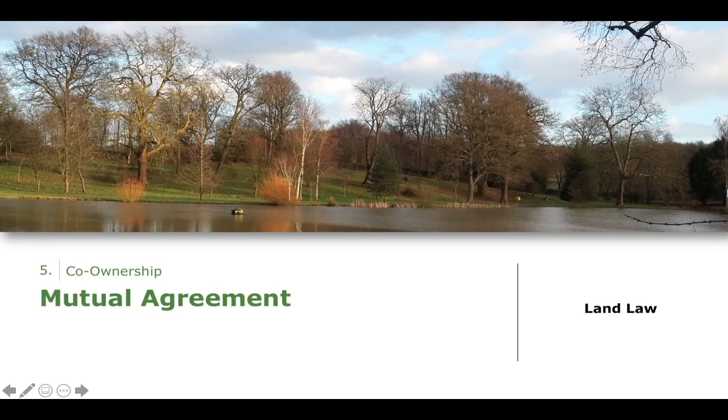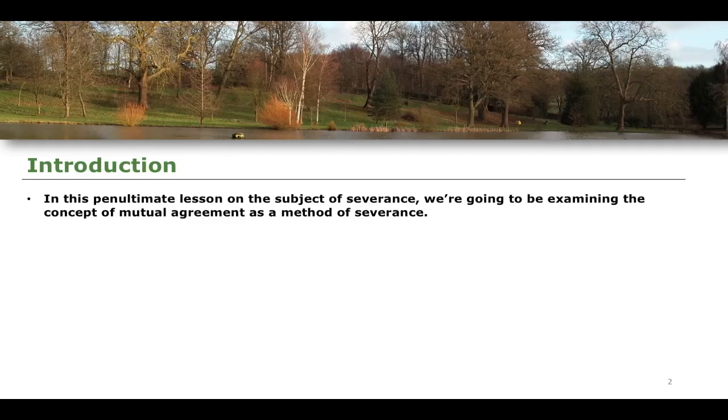Welcome back, everybody, to our studies in land law. What we're going to do in this lesson is carry on talking about co-ownership, talking about the issue of severance, talking about the methods of severance, focusing on this idea of mutual agreement. As a point of note, this is the penultimate lesson on the subject of severance. We're talking about the concept of mutual agreement as a method of severance. What we mean by this is essentially the ways in which severance can take place.